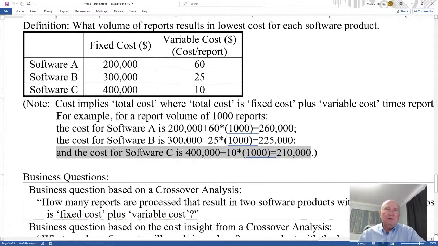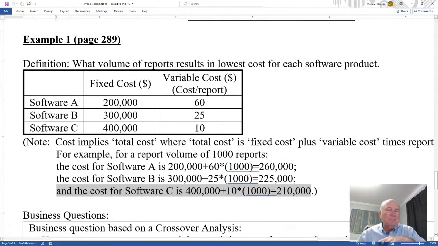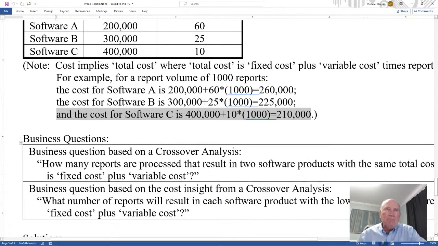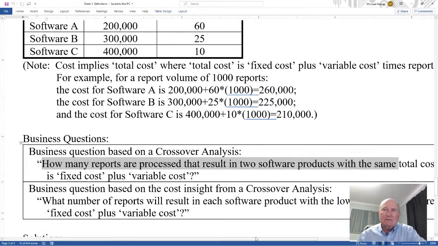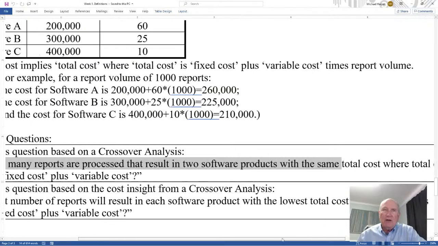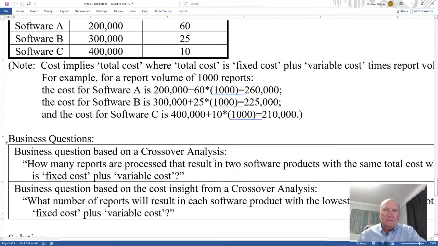So the business question, and this is the definition, but the output of a definition is a business question. What do we want to know? What question do we want to answer? Well, I have two of them here. A business question based on the crossover analysis: How many reports are processed that result in two software products with the same total cost, where total cost is fixed cost plus variable cost? So a crossover says, what's the number of reports such that two of these software products will have the same cost?